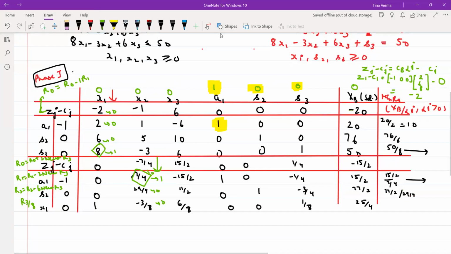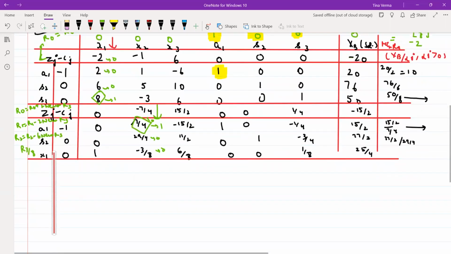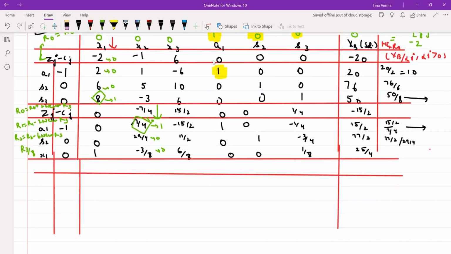You have to apply your row transformation. You have to apply your simplex iteration until you achieve optimality, that is, your Zj minus Cj should be greater than or equal to 0. Once you get Zj minus Cj greater than or equal to 0, then you can stop there. And if an artificial variable is not present, then we can go to phase 2. If an artificial variable is present and it is non-zero, we will not proceed to phase 2 and we will just say that it is an infeasible solution.